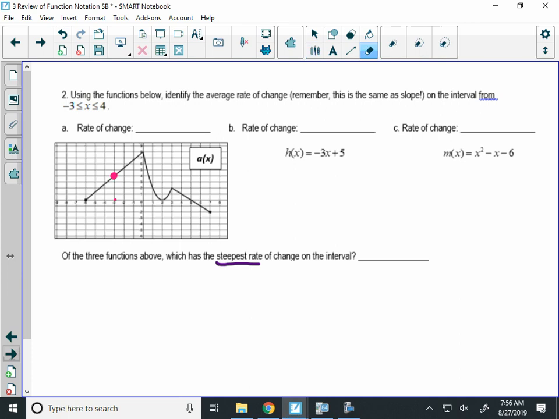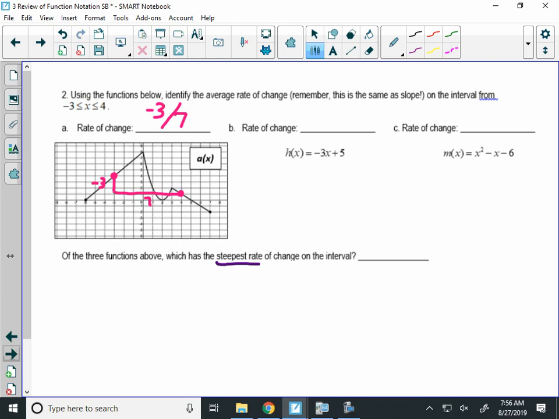I'm going to do rise over run for the graph. So I put a dot on the graph at x equals negative 3, and a dot on the graph at x equals 4. Here I'm just going to find the rise over run between those 2 points. So here I go down 3, run over 1, 2, 3, 4, 5, 6, 7. So the rate of change here is negative 3 over 7 for a of x.